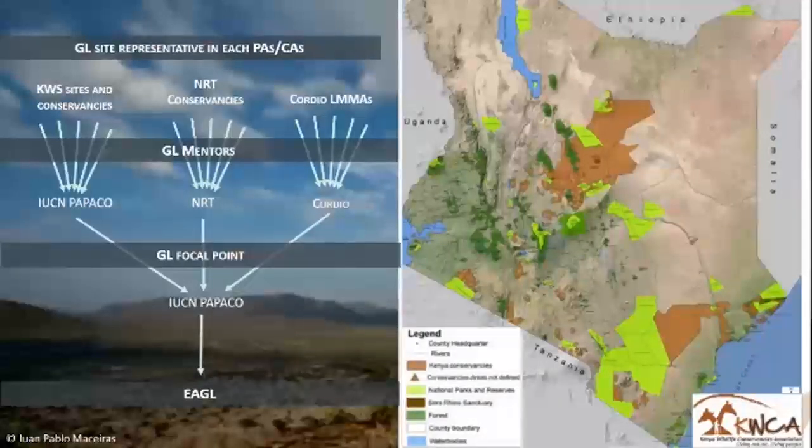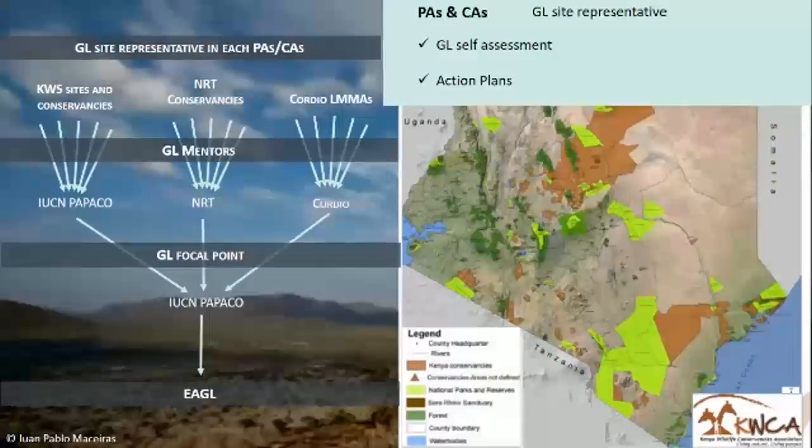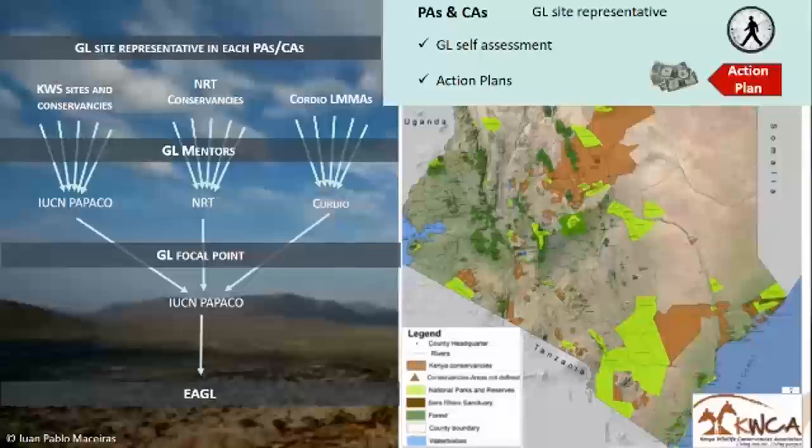Let's look at how cost-effective that system is. If we look at the site level, the cost is about staff time that should be provided by the Green List site representative in terms of collecting the information needed. And also, if they have to implement some action plans, they will need some money. So either they already have this money or they can look for it through grants or other kinds of donors. And being part of the Green List process can actually help them to source this money that they need.